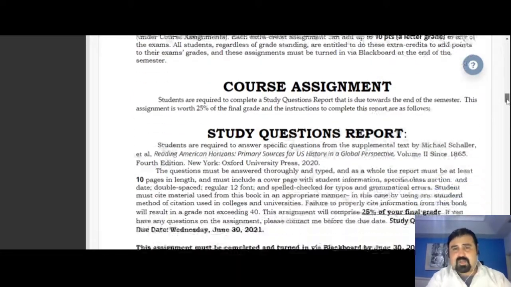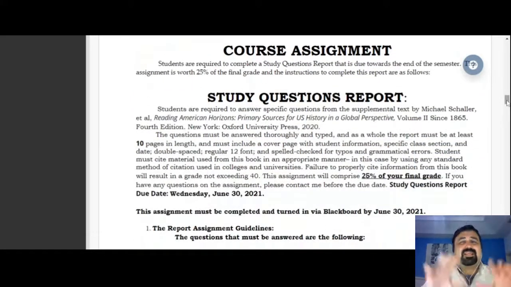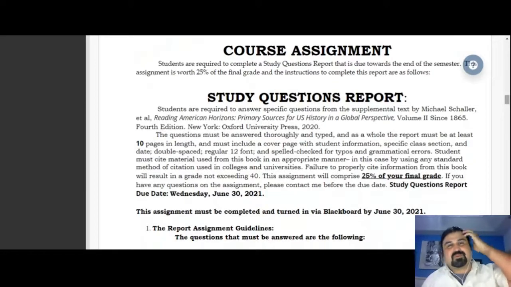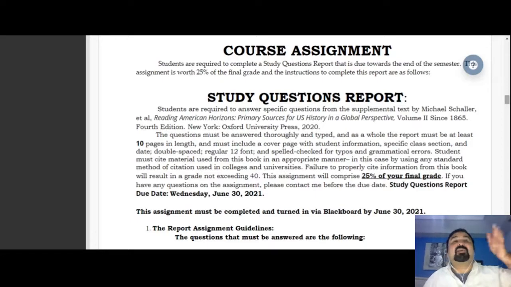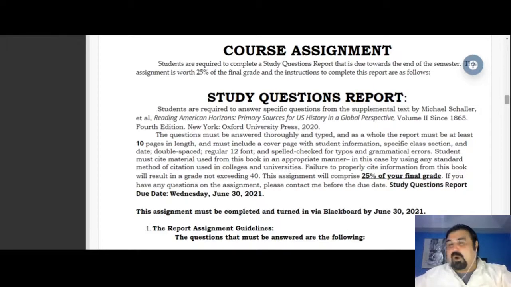Now, last but not least, there's also, of course, the main course assignment, aside from the exams. That is to say, there's going to be a main course assignment, which is a study questions report, that is due almost towards the end of the summer session. It's pretty much due at the end of June, before the term is over.